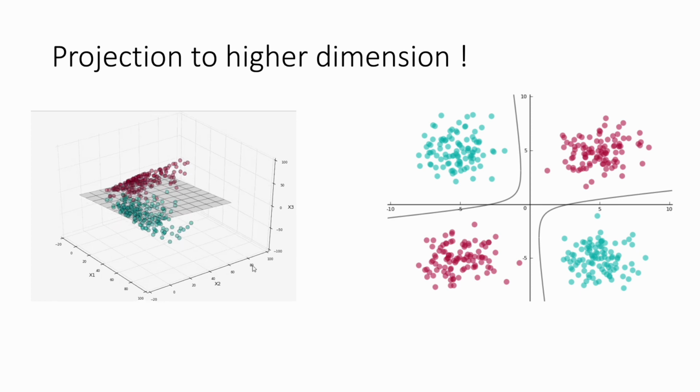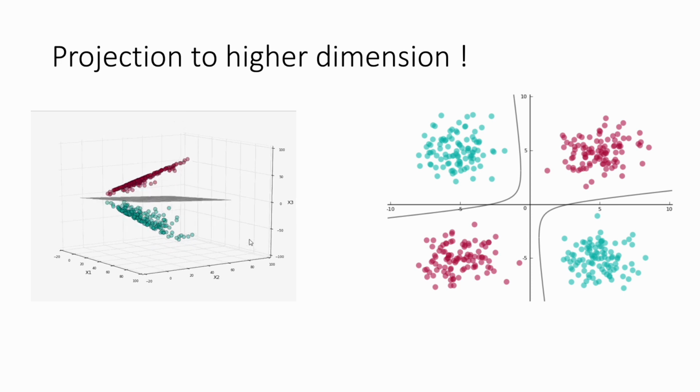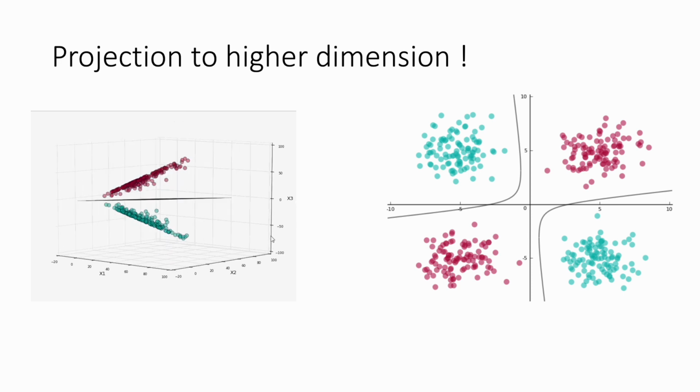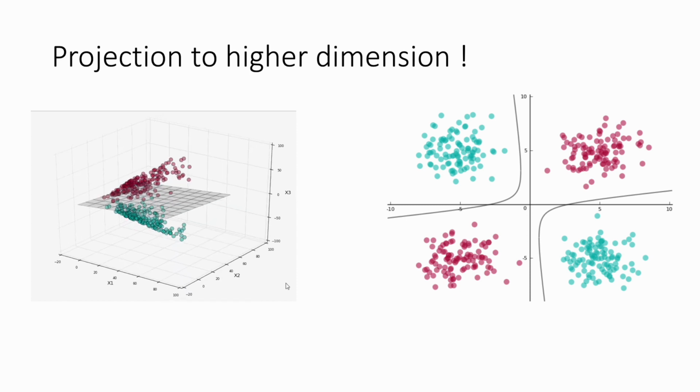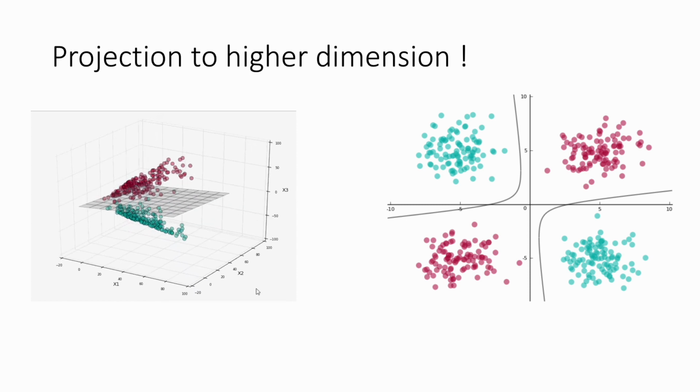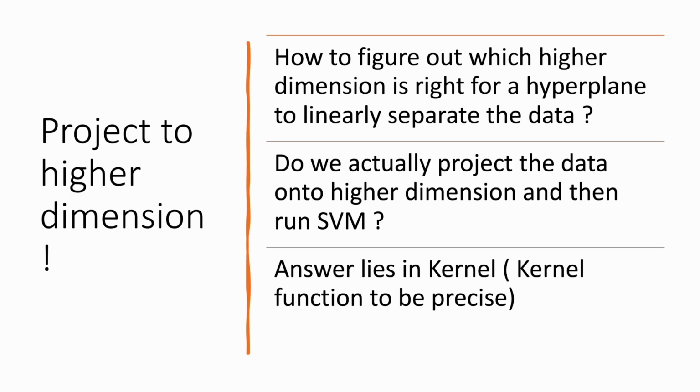Clear? And when we port it back to the original dimension, my hyperplane will not remain linear. It will be all curvy and wavy, as we can see. Now, one thing is that we have to project it to the higher dimension, and in higher dimension it is linearly separable, all good and fine.